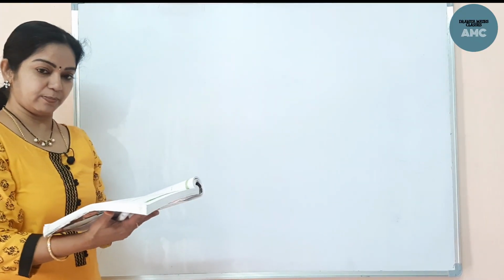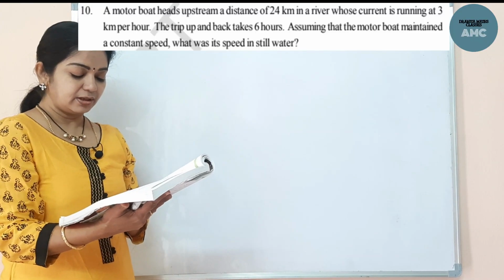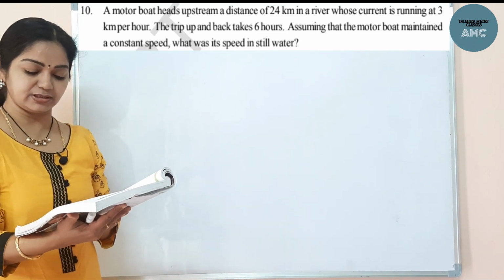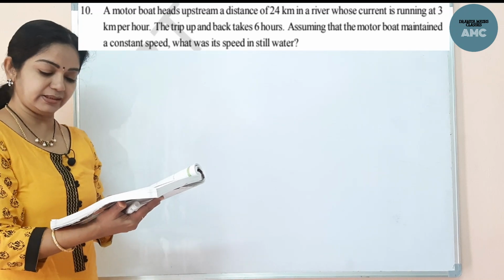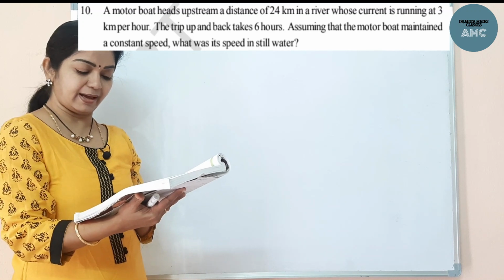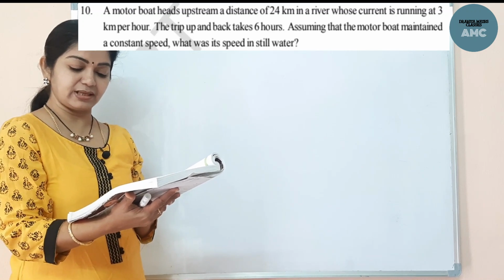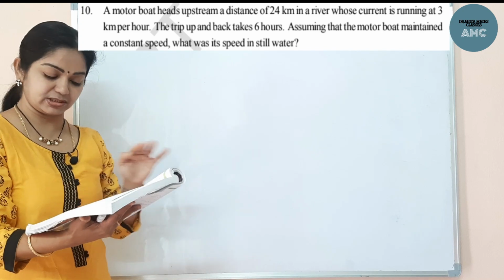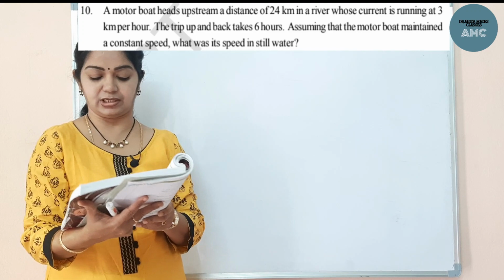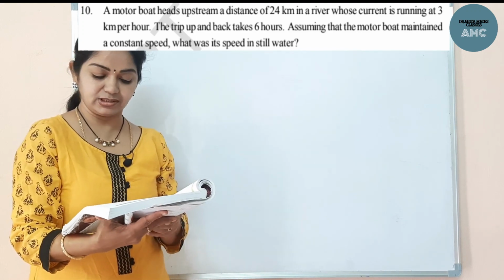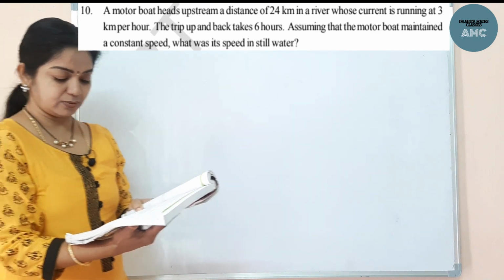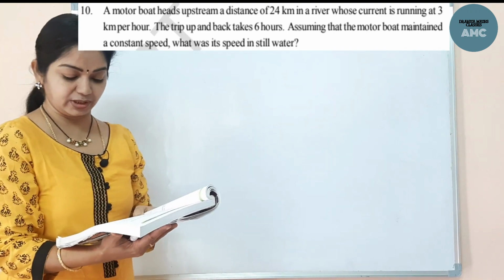Now the 10th problem, a verbal problem, I'll read out. A motorboat heads upstream a distance of 24 kilometers on a river whose current is running at 3 kilometers per hour. The trip up and back takes 6 hours. Assuming that the motorboat maintained a constant speed, what is its speed? Now we have to find the speed of the boat in still water because it is at a constant speed. Given the upstream and the downstream, it is covering a distance of 24 kilometers, right?